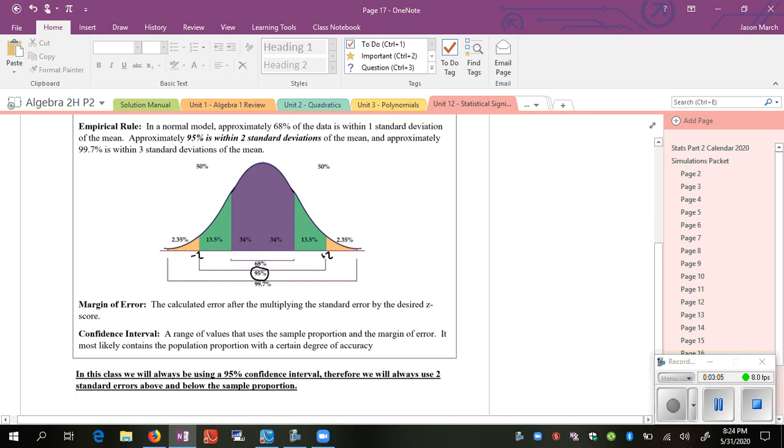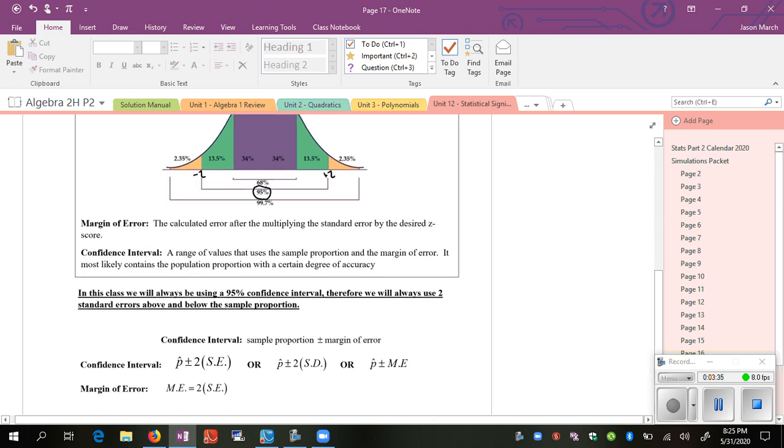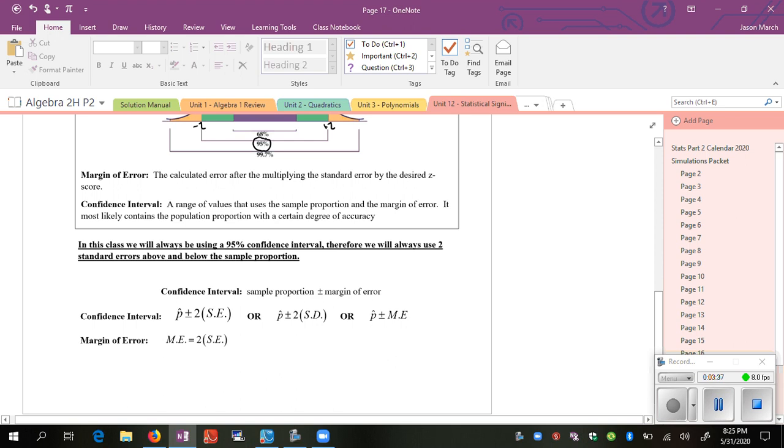The margin of error is the calculated error that takes the standard error and multiplies by the z-score factor. In this case, we will always be doing a z-score factor of 2. For now, we're going to be focusing on a 95% confidence interval. The confidence interval is the window or range of values that should capture the true proportion, or the population proportion. So to better understand all these terms, let's just jump right into an example.